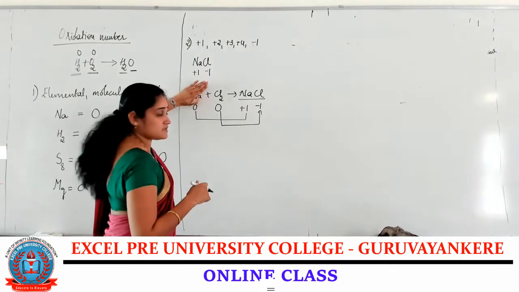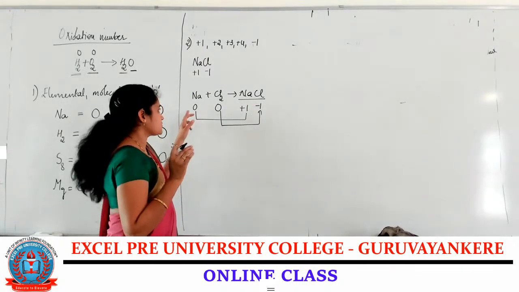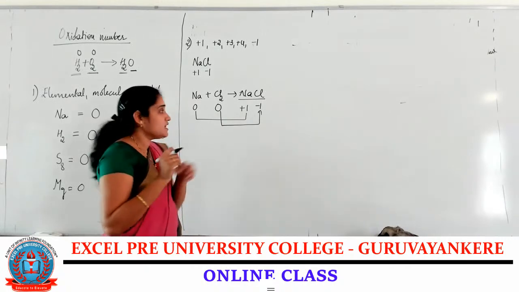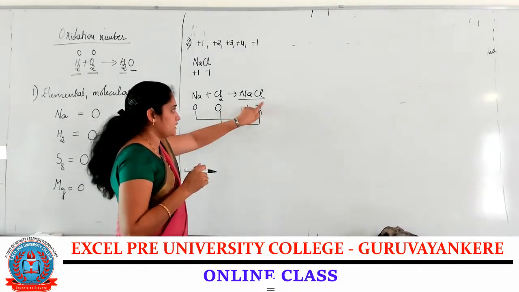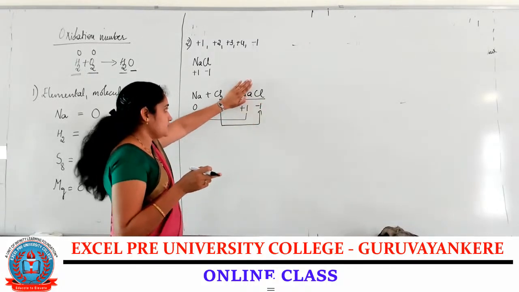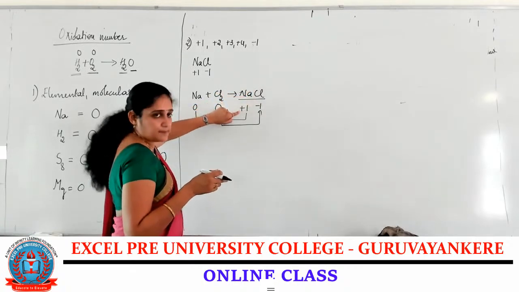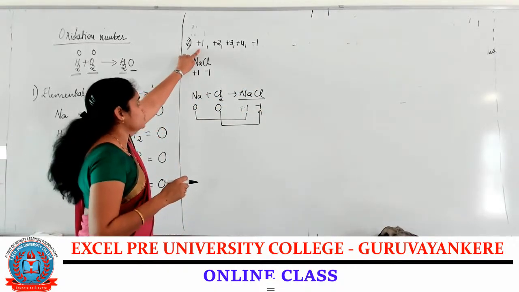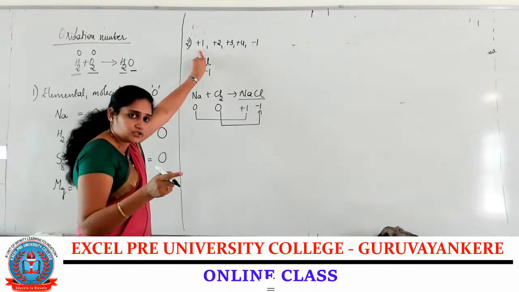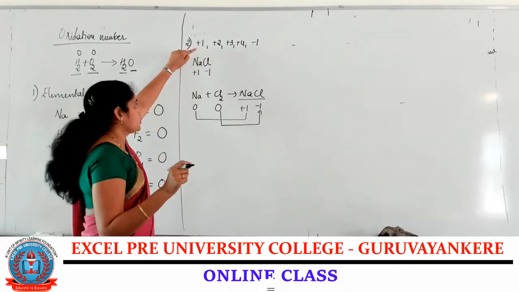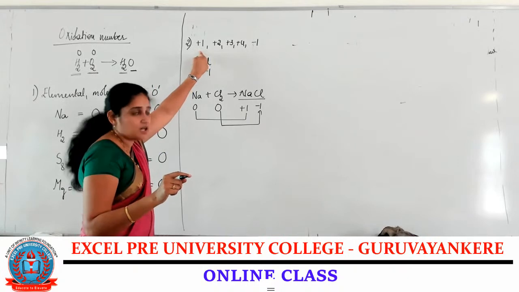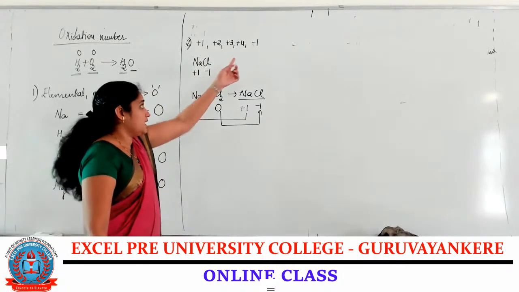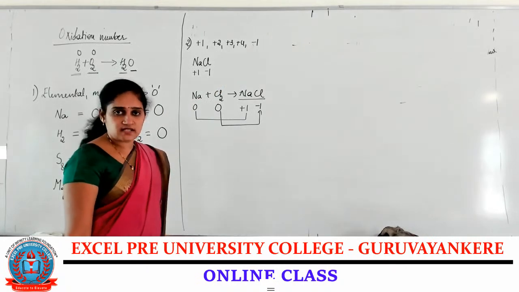If sodium is in its bare atomic state, the oxidation state will be 0. Chlorine is in its molecular ground state, so the oxidation state will be 0. By forming sodium chloride, sodium loses 1 electron, so its oxidation state is +1, and the oxidation state of chlorine is -1. Therefore, group 1 metals exhibit +1, group 2 elements +2, group 13 is +3, group 14 is +4, and halogens are -1.